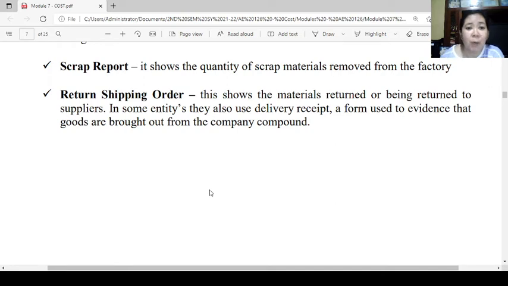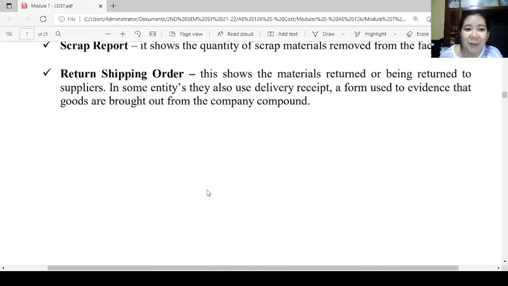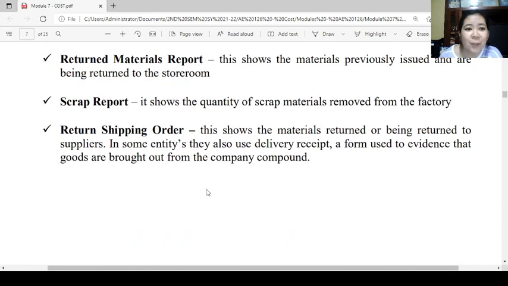Next, return shipping order. This will show the materials returned or being returned to the suppliers in the case of a wrong item or damaged item. In some entities, they also use a delivery receipt, a form used to evidence that goods are brought out from the company compound. So those are the objectives of our materials cost control.